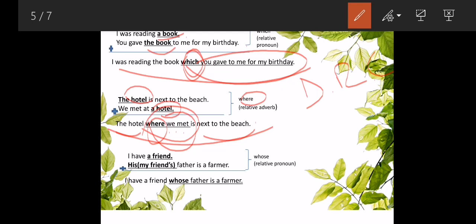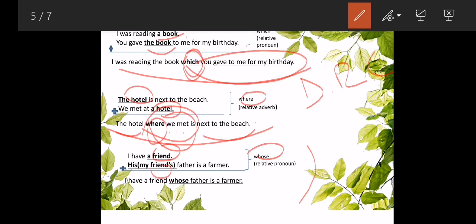Okay? Another example. The first sentence is "I have a friend." The second sentence is "My friend's father is a farmer." In this sentence, what are the mutual words? Our mutual word is "friend," right? So which relative pronoun are we going to use?